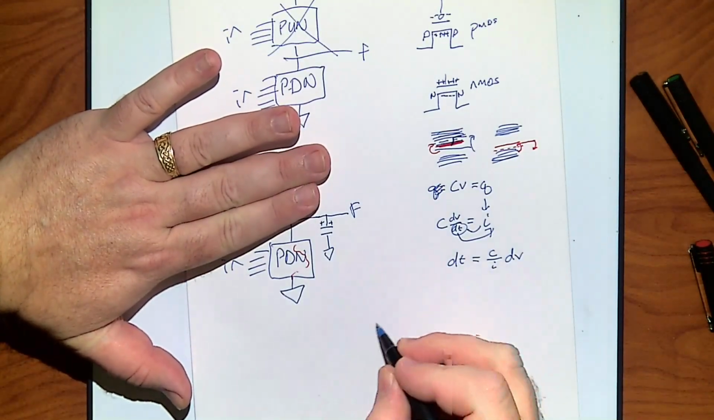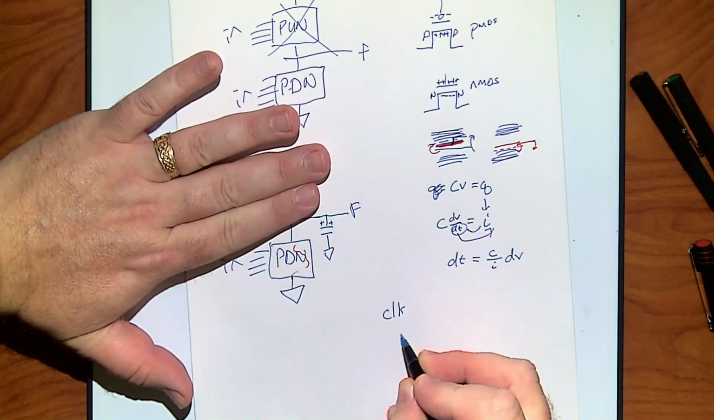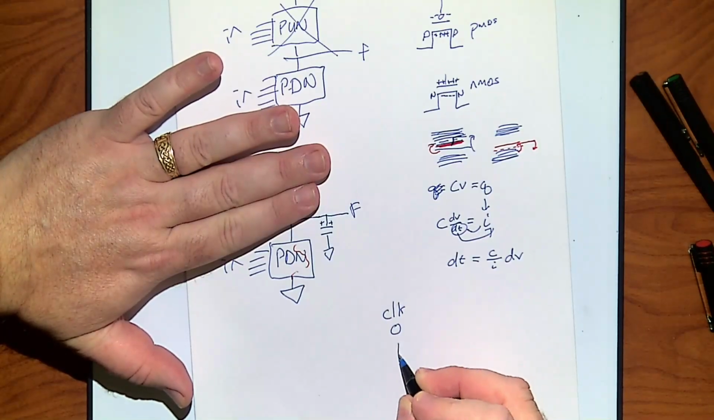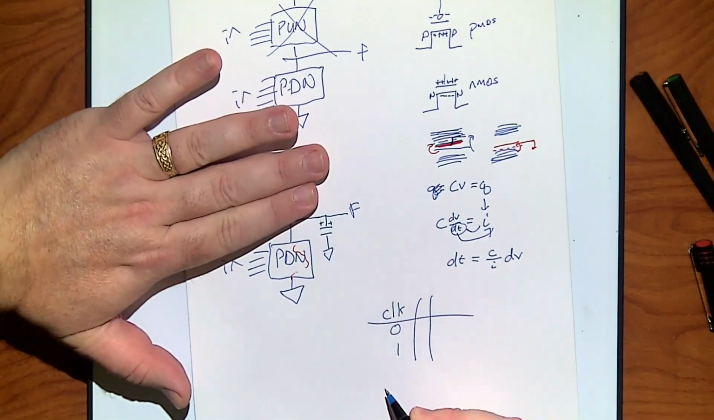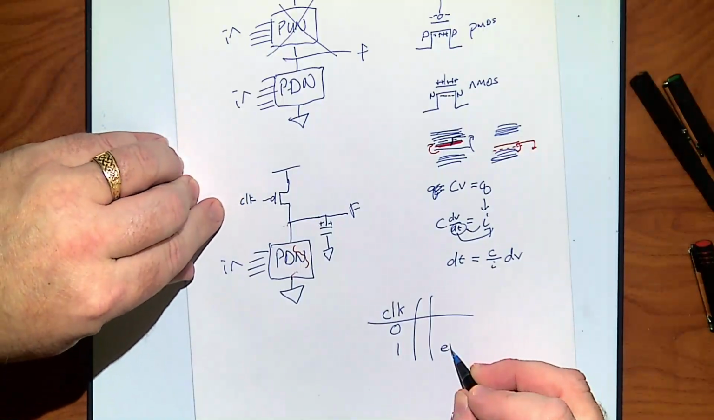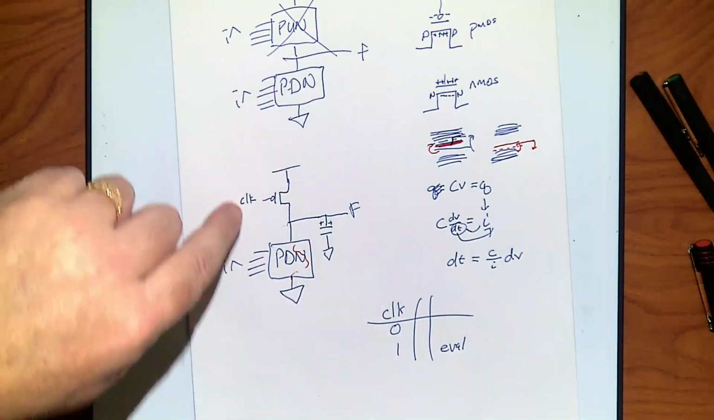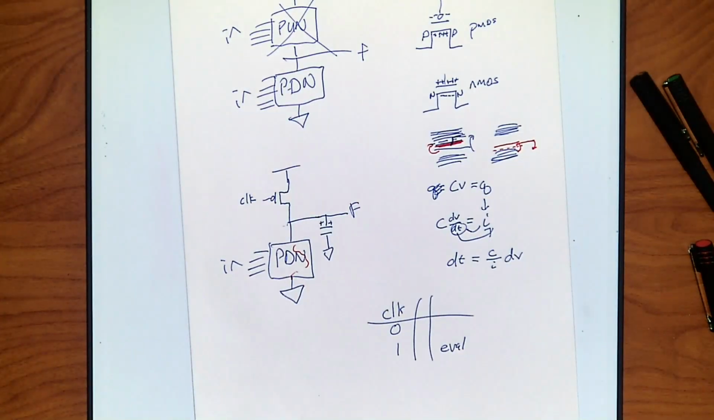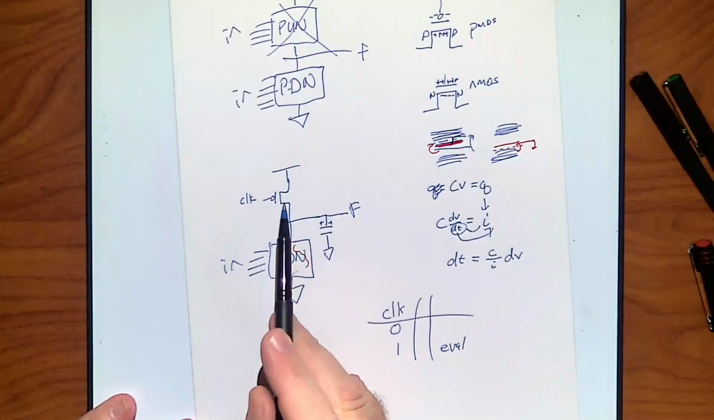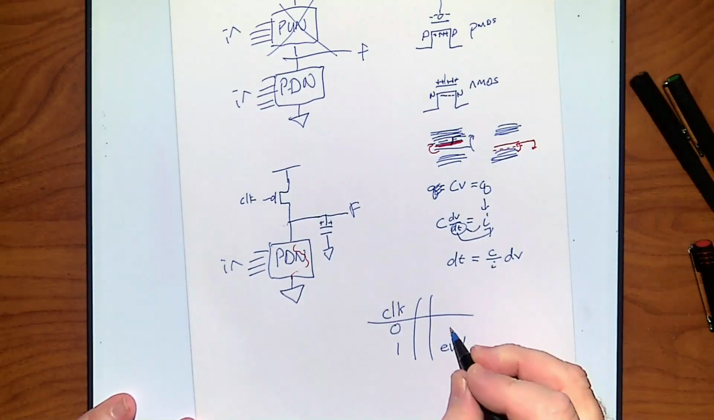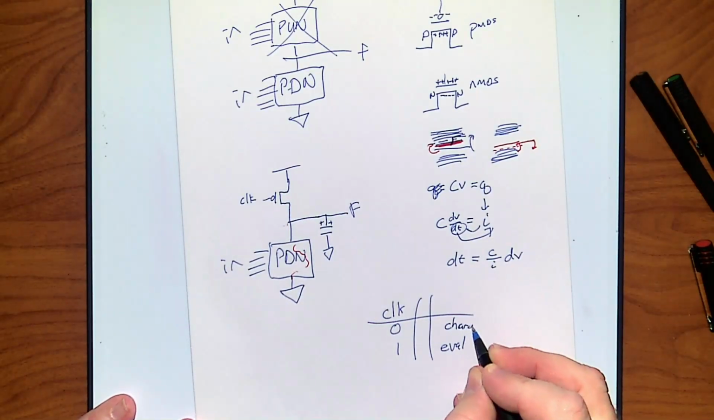Right? So under this setup, clock has two choices, 0 or 1, and we said if it's 1, we're really doing our evaluate. What happens if clock is a 0? Exactly, right? This connects, and now I got power flowing in. So this is my charge.